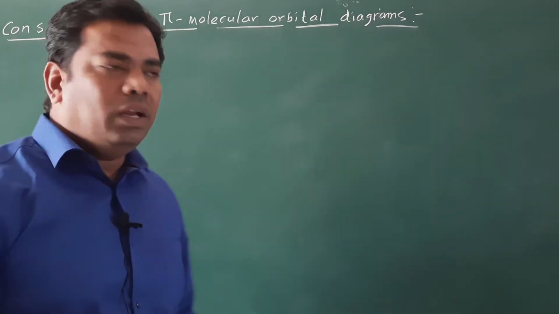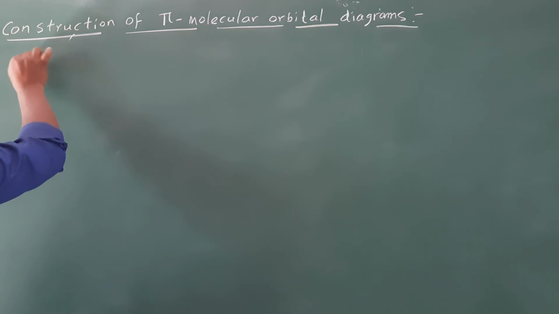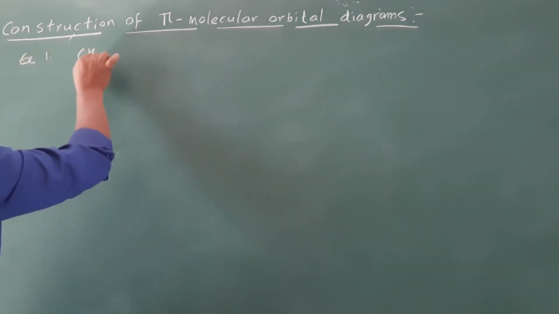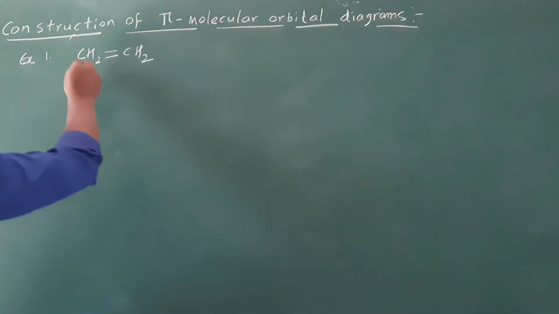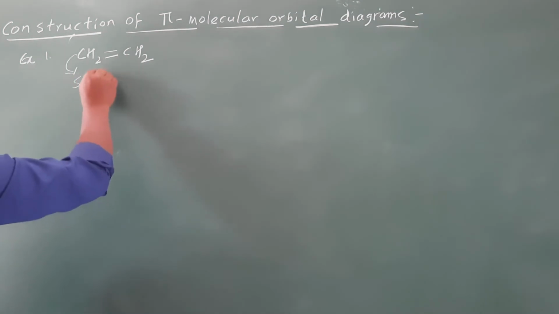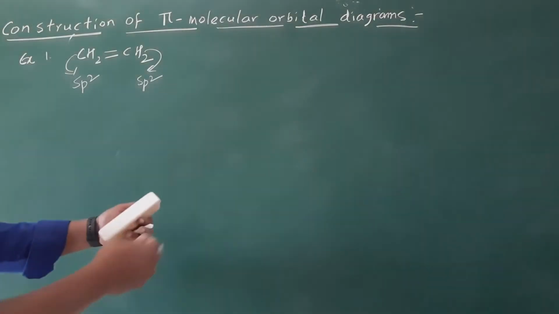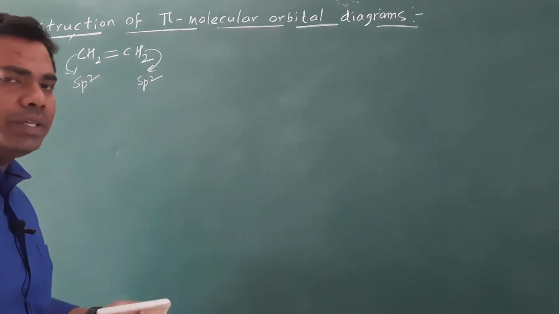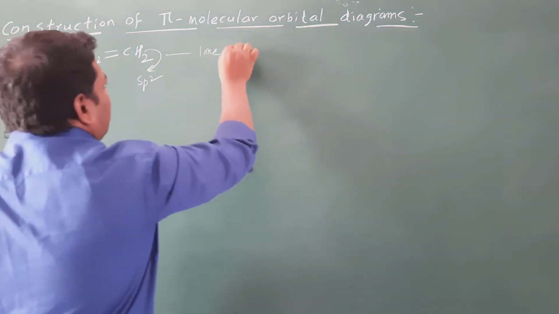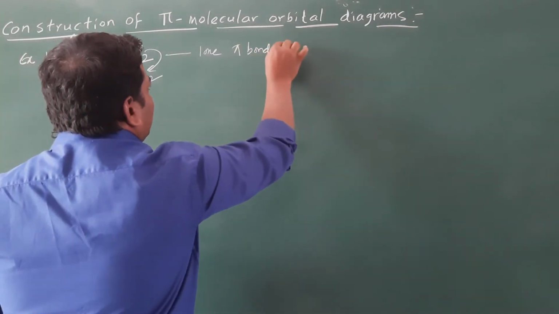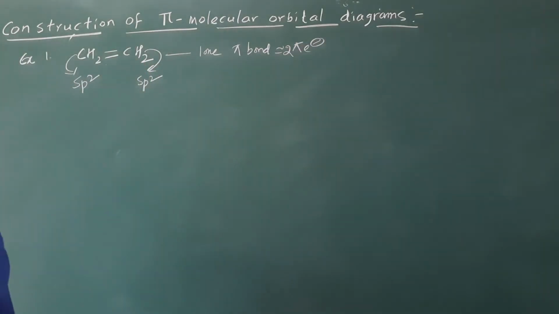Of the ethylene molecule, right? Example 1, that is CH2 double bond CH2. So we know very well this carbon shows sp2 hybridization, and this carbon also shows sp2 hybridization. How sp2 hybridization forms we already discussed. Okay, so here, how many pi bonds are there? One pi bond. So that equals how many pi electrons? Two pi electrons are there.